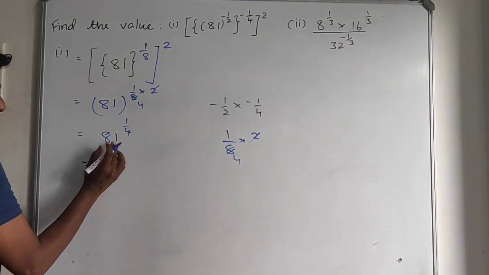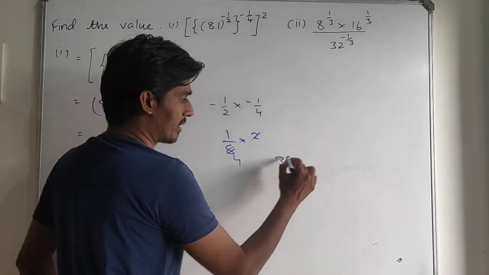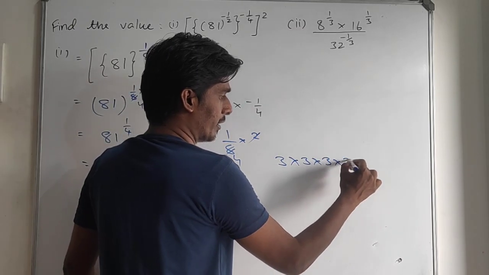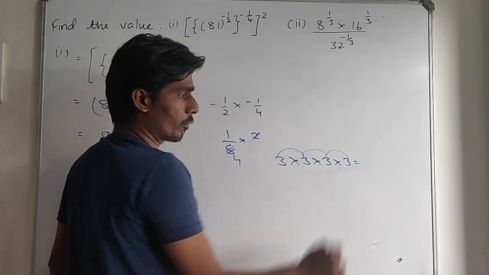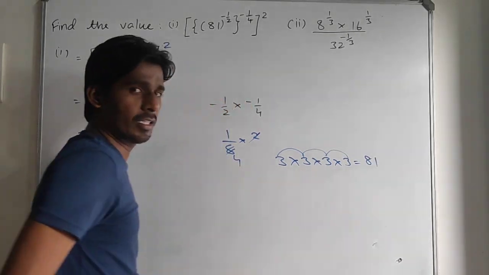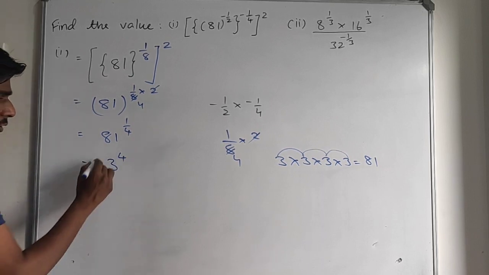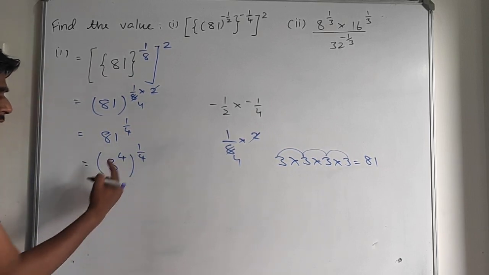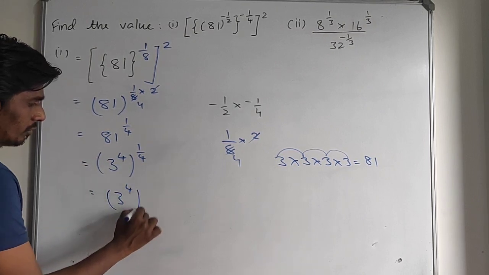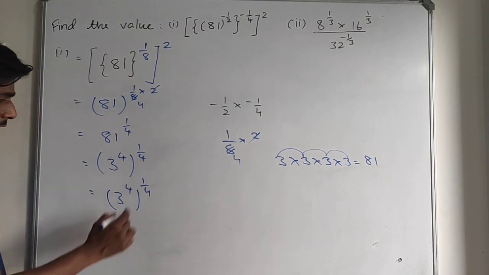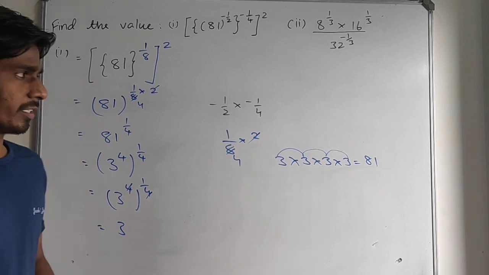So now 81 is the fourth power of which number? 81 is the fourth power of which number? That is 3 into 3 into 3 into 3. Right? 3 3s are 9, 9 3s are 27, 27 3s is 81. So instead of 81 I am going to write 3 raised to 4 and whole raised to 4. Again it's power of power, multiplied. So this will be 3 raised to 4 whole raised to 4. So this 4 gets cancelled. What is our answer? Our final answer is 3.